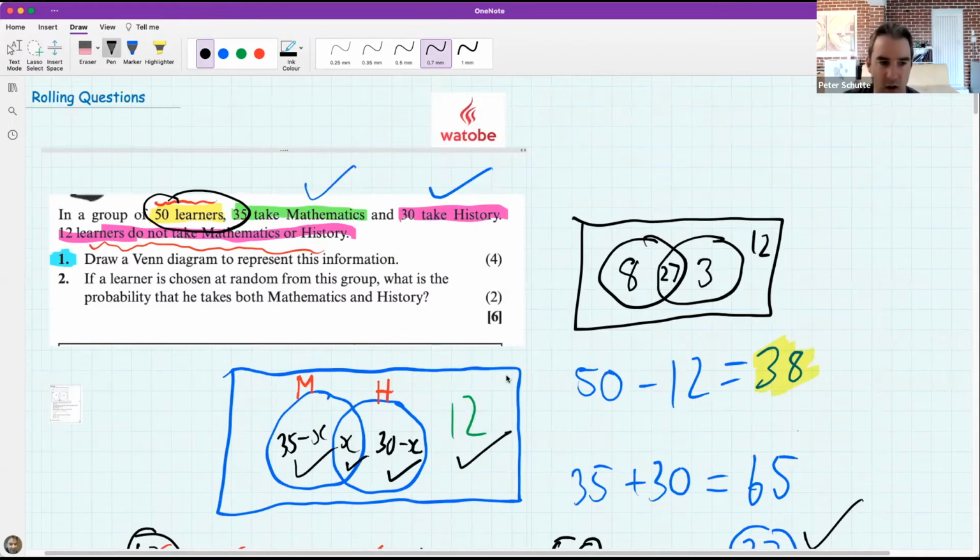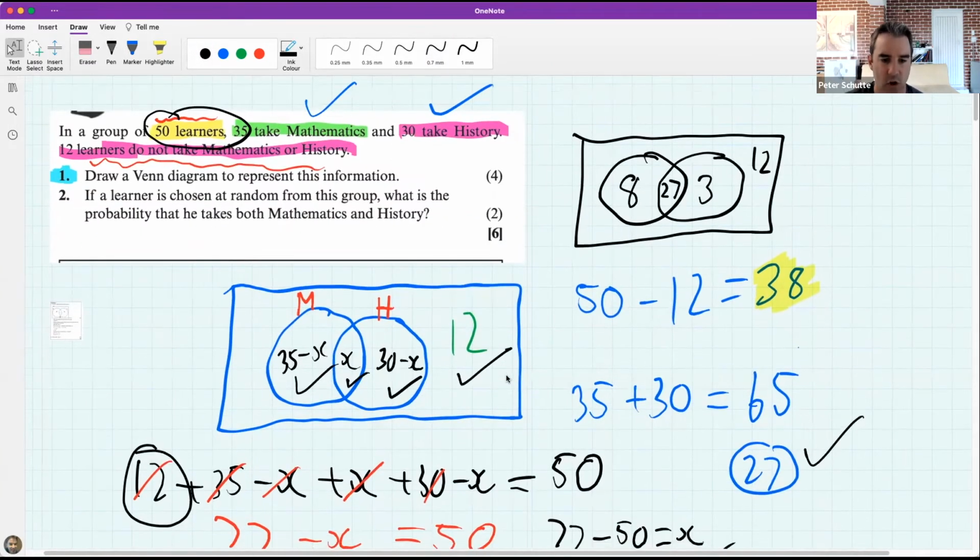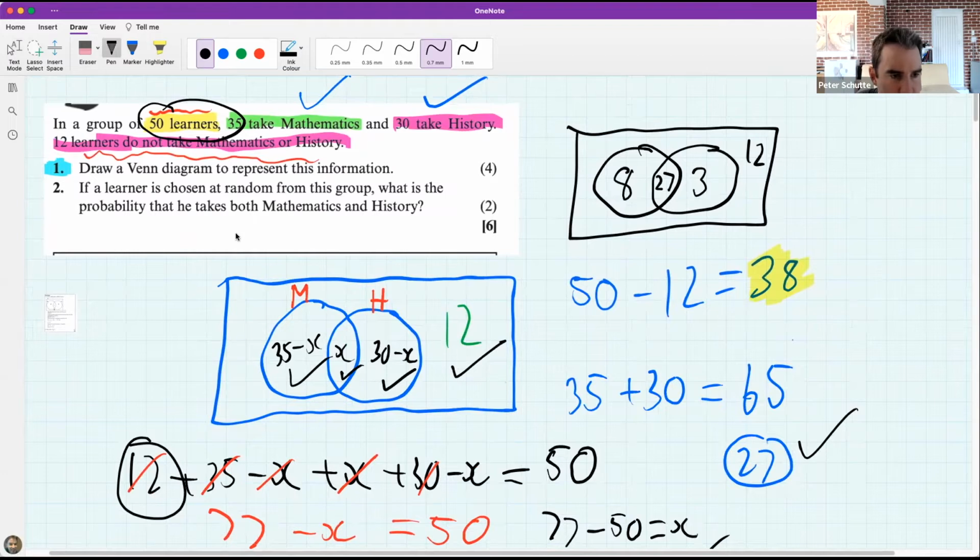All right, awesome. Now, I want you guys to answer this next one. If a learner is chosen at random from this group, what is the probability that he takes both mathematics and history? So I want you to answer that question. What is the probability that if a person is chosen at random, that they take both mathematics and history?